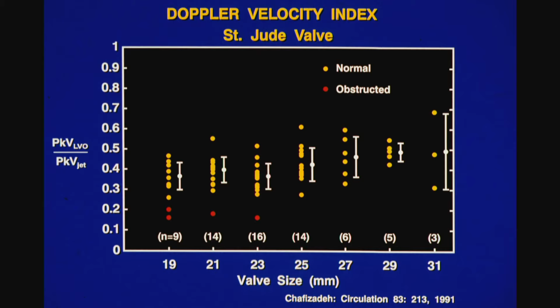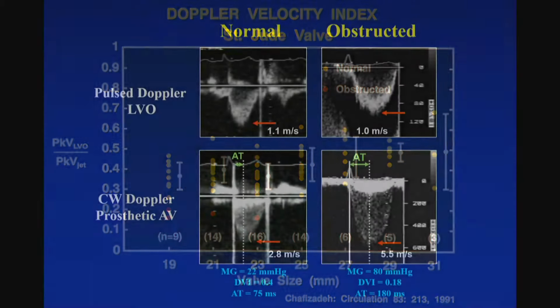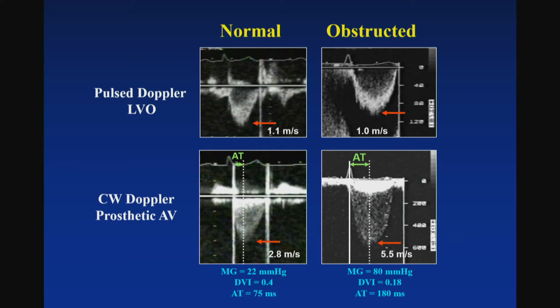And I think it's great, because if you don't know what the size of the prosthesis is, this Doppler velocity index comes in really very handy regarding that. So let's take a look at an example here of a normal versus obstructed valve in the aortic position. Notice that in an obstructed valve, the ejection time is longer, peak velocity is higher, mean gradient obviously is higher, and also the acceleration time, which is an index from the onset of ejection to the maximal velocity, is longer.